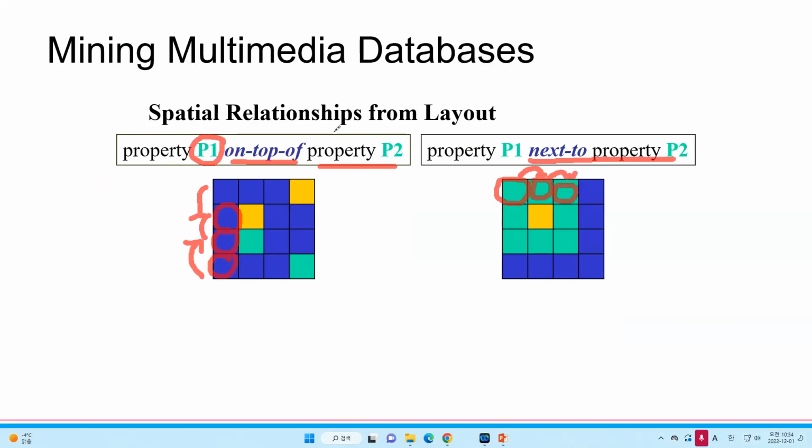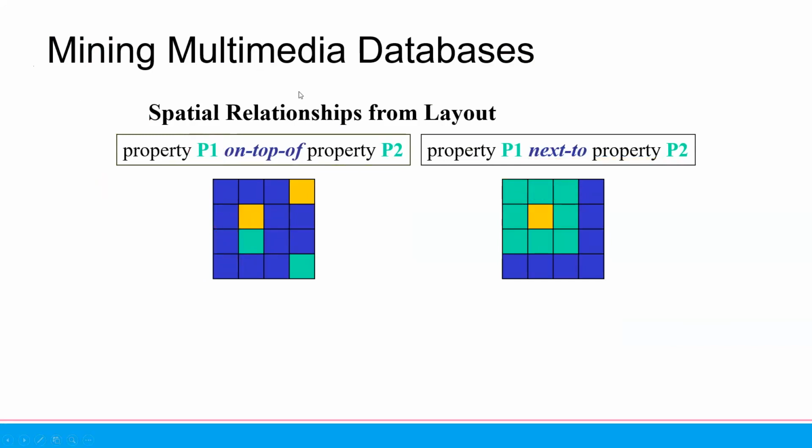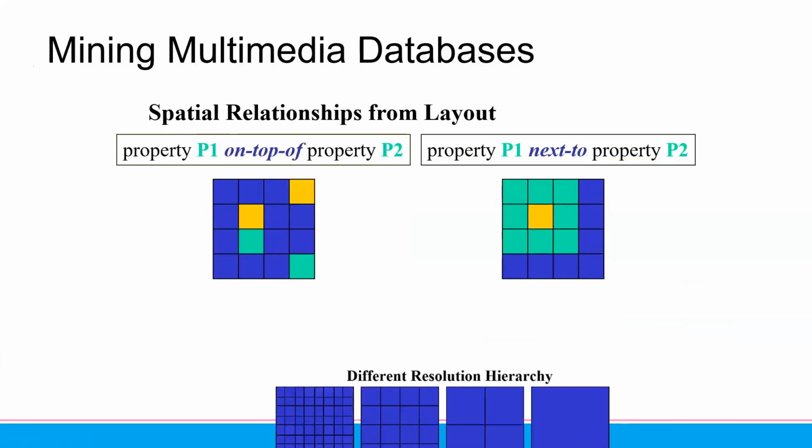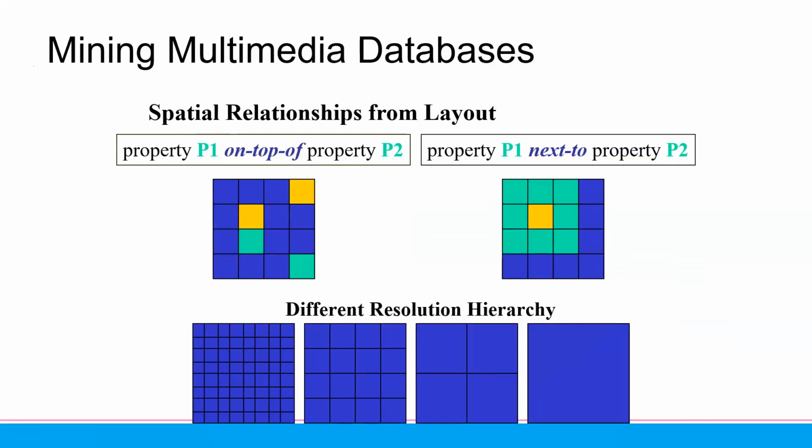in land and earth analysis, where they figure out whether there is a building beside the river, or any building on top of the river, or any building on top of a mountain. Those kinds of relationships in the multimedia database, we can also extract from images or from video. And of course, we can do it at different resolutions. It depends on the images and on the video.